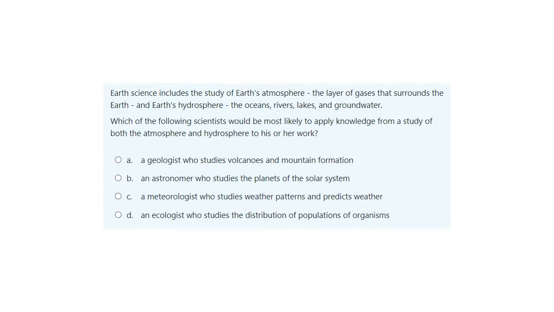Which of the following scientists would be most likely to apply knowledge from the study of both the atmosphere and the hydrosphere to his or her work? Earth science includes the study of the Earth's atmosphere, which is the layer of gases around the Earth, and the Earth's hydrosphere, which is the oceans, rivers, lakes, and groundwater. So a geologist who studies volcanoes and mountain formation, there's nothing about water. An astronomer who studies the planets of the solar system, they are looking beyond the Earth. They're not looking at the Earth's atmosphere, they're looking at space. They're not looking at the Earth's hydrosphere, they're looking at water on other planets. So B would not be looking at either.